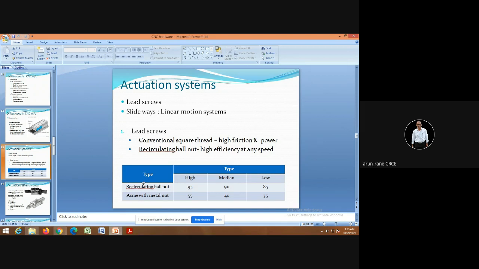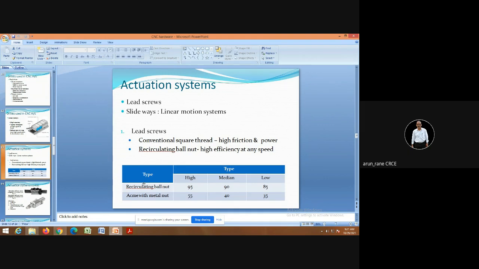If you look at the conventional lead screws, they have Acme threads and not a square thread, which causes high friction and consumes more power. And in order to reduce the friction, and obviously the more the friction, the more the power consumption.